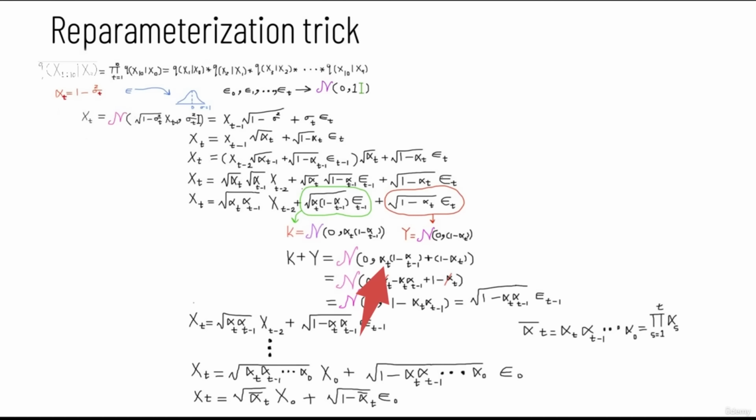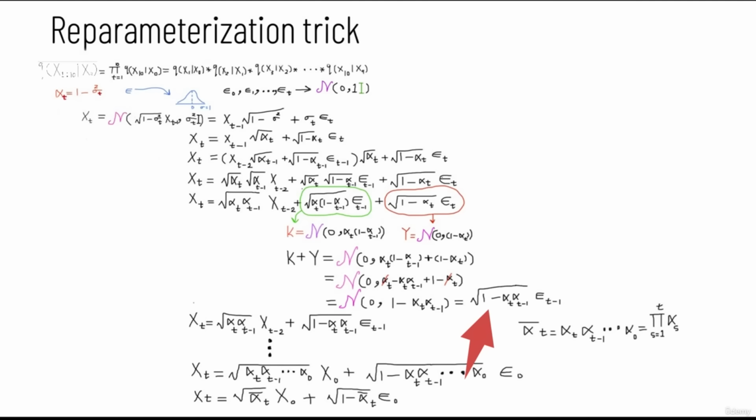We will multiply alpha t by 1, and we will multiply alpha t by alpha t minus 1. Finally, the variance of this Gaussian distribution will be 1 minus alpha at time step t times alpha at time step t minus 1, which is equal to the square root of 1 minus alpha at time step t times alpha at time step t minus 1 times epsilon at time step t minus 1. This distribution represents a Gaussian, and we can write it in this way.